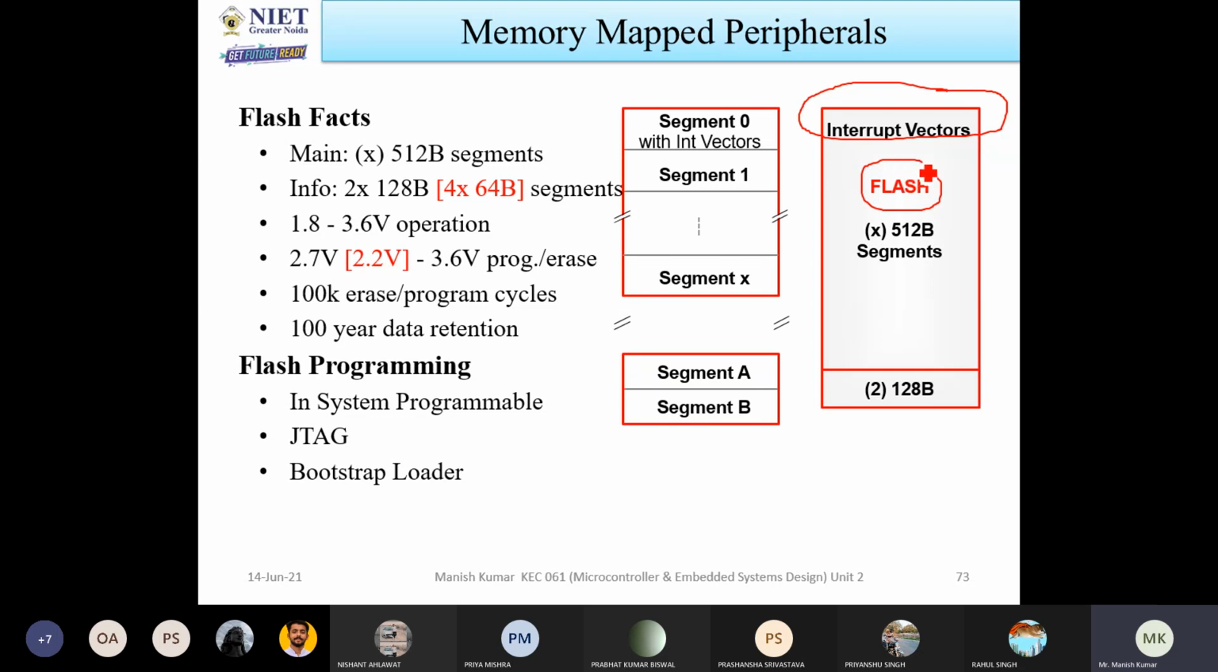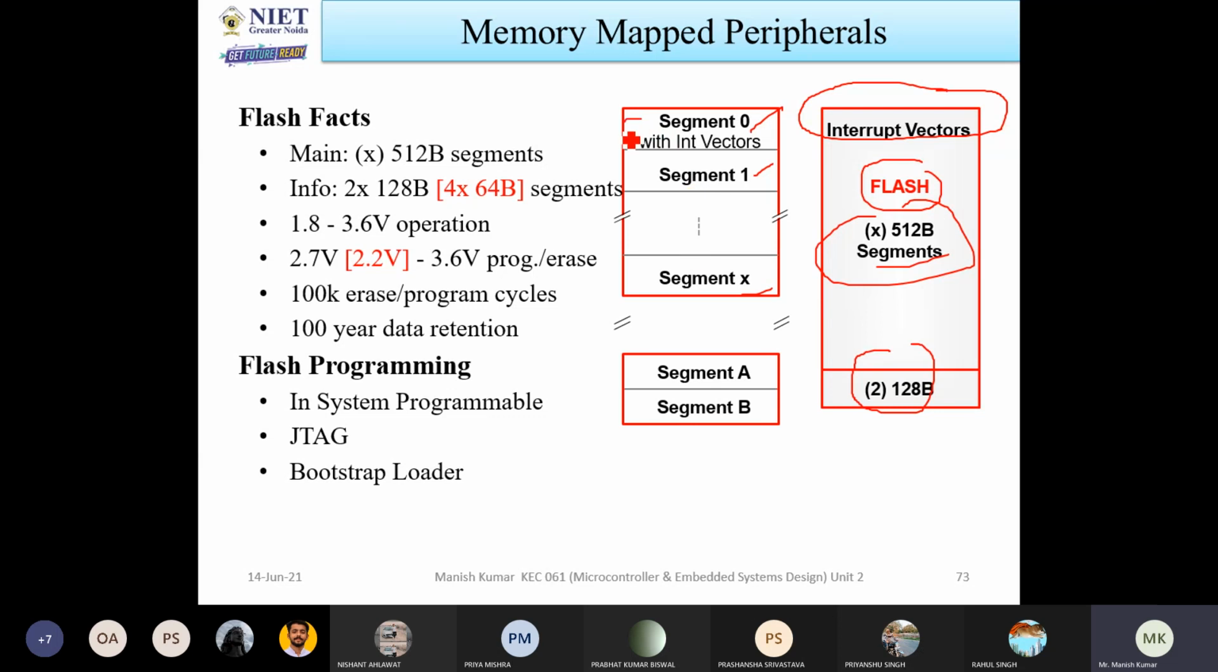Okay. Now, there are two segments. One is called the X segments, another is called the A segments. In this flash memory, one is 512 byte, another is 128 byte. In the 512 byte, what will happen? We are converting from segment 0, segment 1, segment X, like I told you, paging. So in the page, first page, second page, third page, like this, this is segment 0, segment 1, segment X.